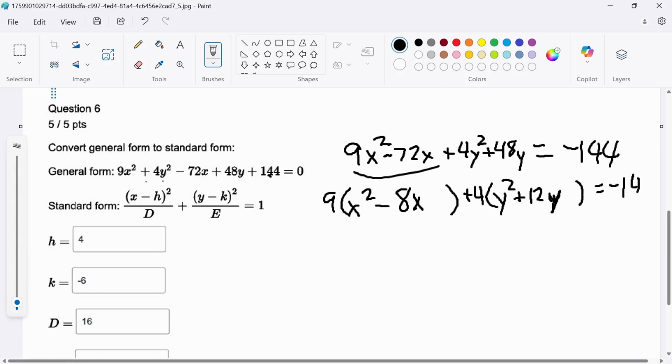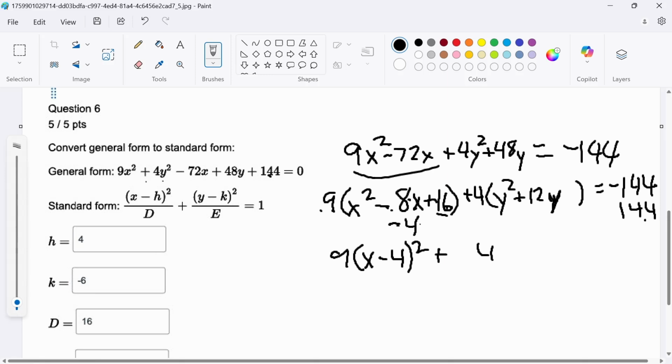Equals negative 144. So now I bring this y down, I bring this 4 down. Now, half of negative 8 is negative 4. So I'm going to put in parentheses x minus 4, and that's going to be squared. Negative 4 squared is 16. And then 9 times 16, 54, that's 144. It goes over there. Whatever I add to this side, 9 times 16, I have to add to that side.